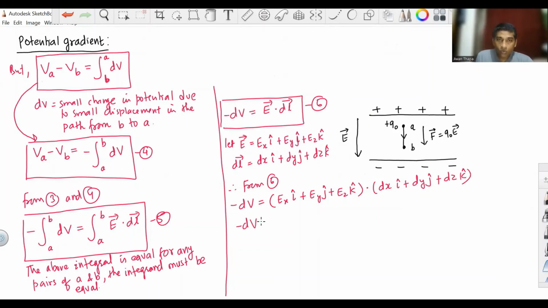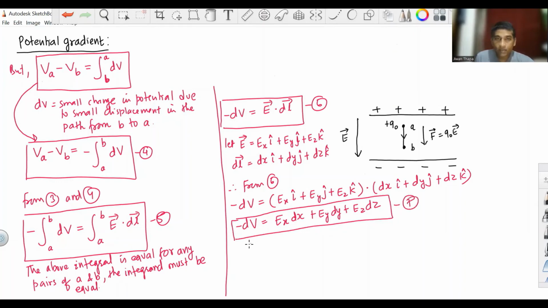So using the dot product of vector rules, we can write directly right hand side as Ex dx plus Ey dy plus Ez dz. So we have this. Now let's call it equation 7.